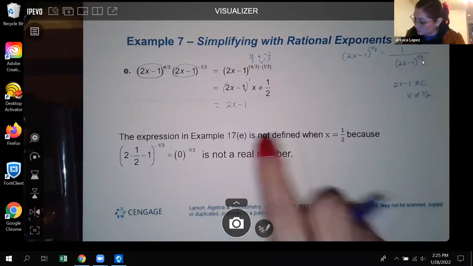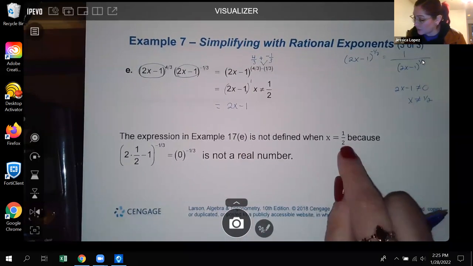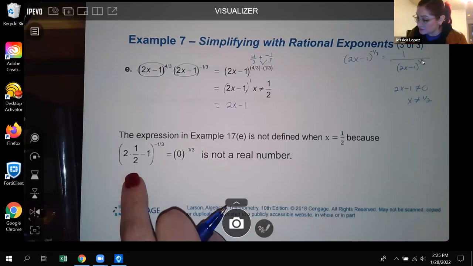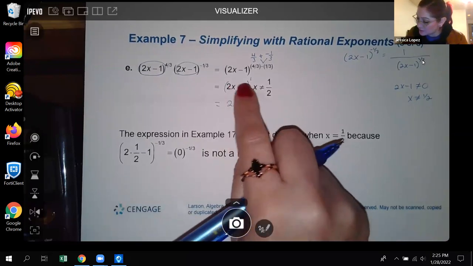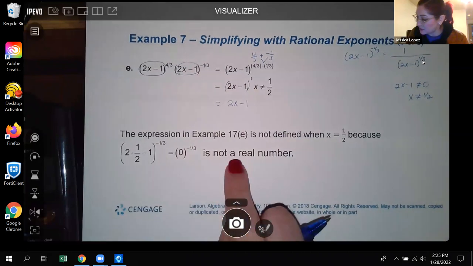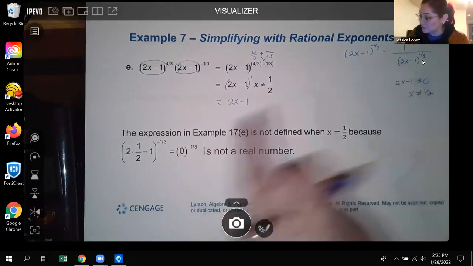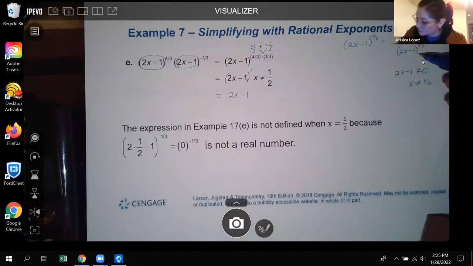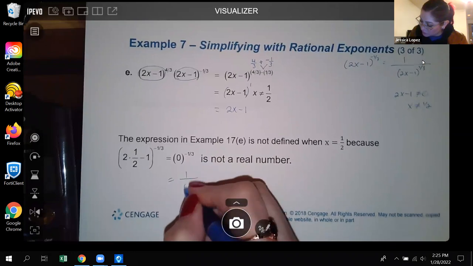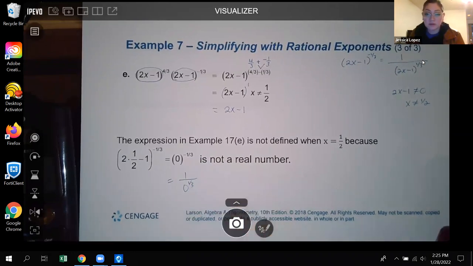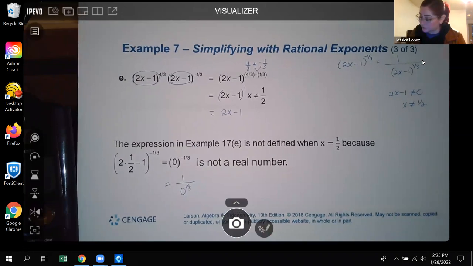Now, this thing is not defined when x equals 1/2 because even if you just look at this answer, yeah, it's not a real number. It's the exact same thing that I'm mentioning. You can't have a 0 down here in the bottom, okay? 0 to the negative 1/3 is 1 over 0 to the 1/3. And that's exactly what I was saying you couldn't have here. You couldn't have 0 to the 1/3.